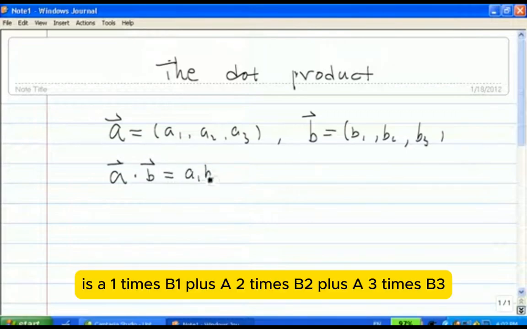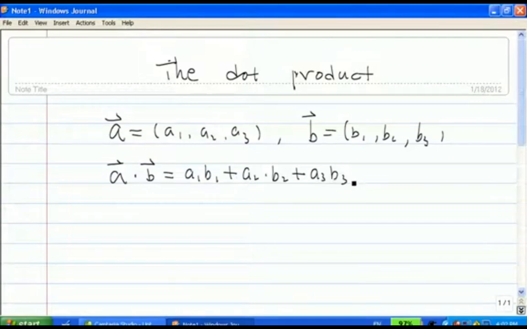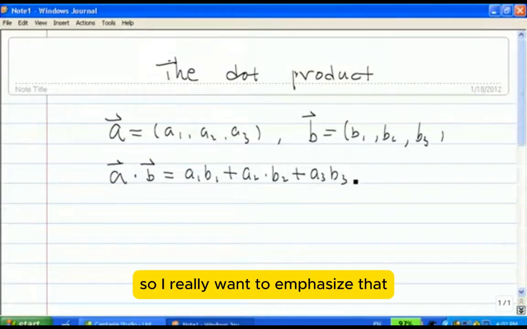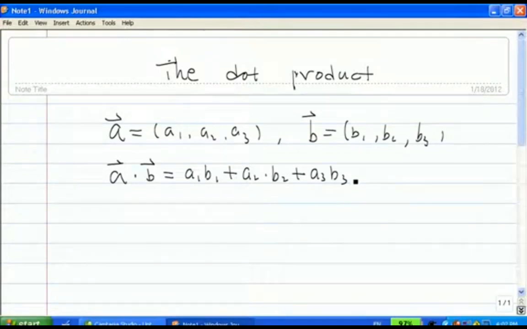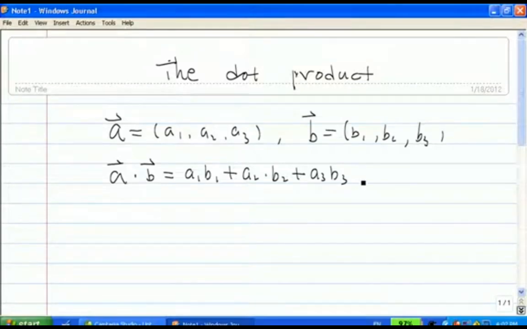It is A1 times B1 plus A2 times B2 plus A3 times B3. So as a result, it is a scalar. I really want to emphasize that the dot product of two vectors is a scalar.